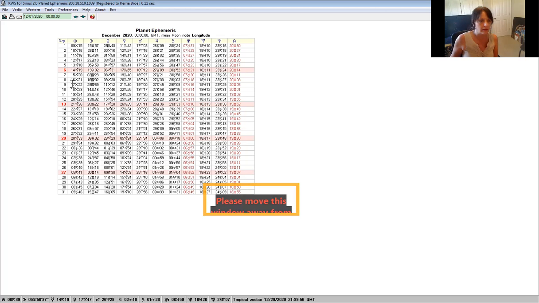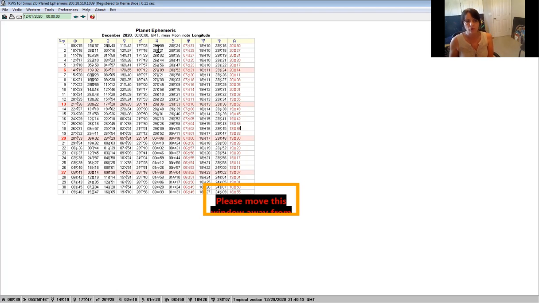This ephemeris highlights each Sunday: the 6th, 13th, 20th, and 27th, just so you have some reference in your mind. All right, what else do you need to know? It goes on for each planet: Mercury, Venus, Mars, all the way out. I won't say them again.